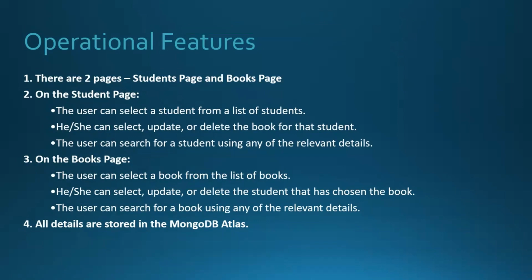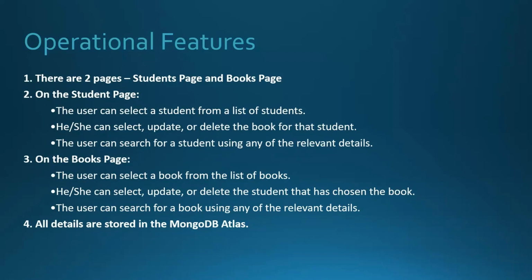On the students page, librarians can easily select a student from a list, granting them access to view and manage individual student records. This allows librarians to update and delete book entries associated with a particular student, ensuring accurate and up-to-date information. Furthermore, to facilitate efficient record retrieval, Bookopia provides a search feature that allows librarians to search for a student using any relevant details such as their name, ID, or other identifying information.